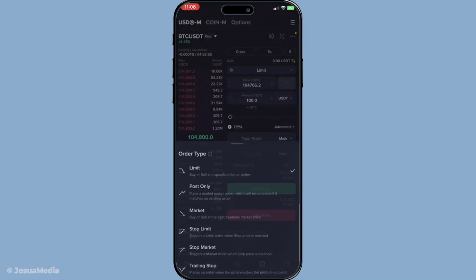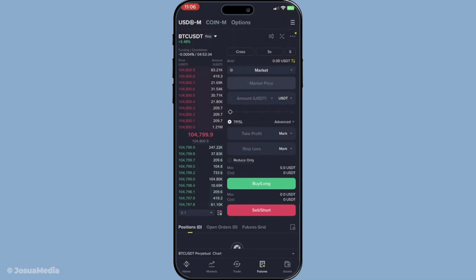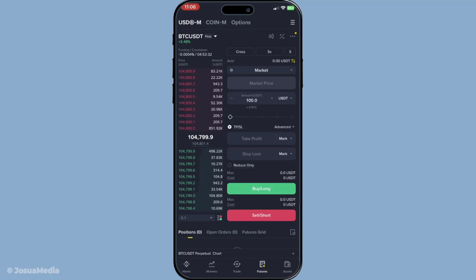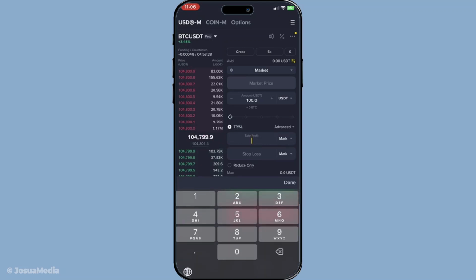Once you've chosen your order type, you'll enter the amount of the crypto you want to short and confirm the trade. Remember, shorting is essentially selling a borrowed asset in the hope that you can buy it back at a lower price. This final step underlines your intention to short the market.